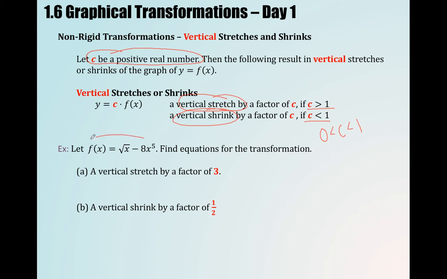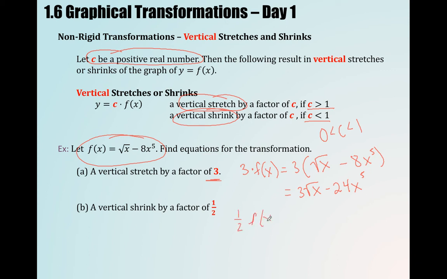So if we have this function right here, f of x, we want to find the equation if it has a vertical stretch by a factor of 3, right? So you're basically going to say 3 times f of x equals 3 times the entire thing. We have not done much with horizontal. That will be in your next lesson. So 3 root x minus 24x to the 5th. I have these graphed on that Desmos. We can go back and look at them in a moment.